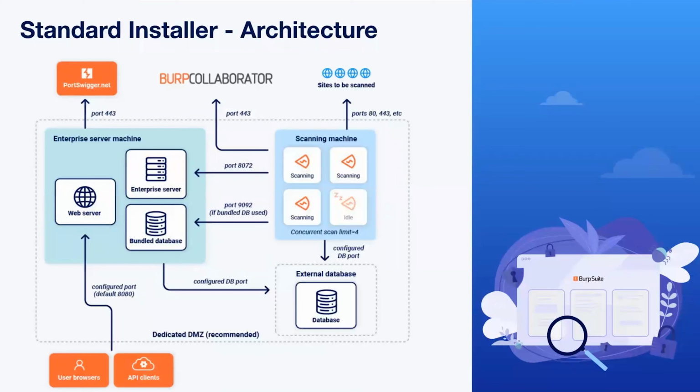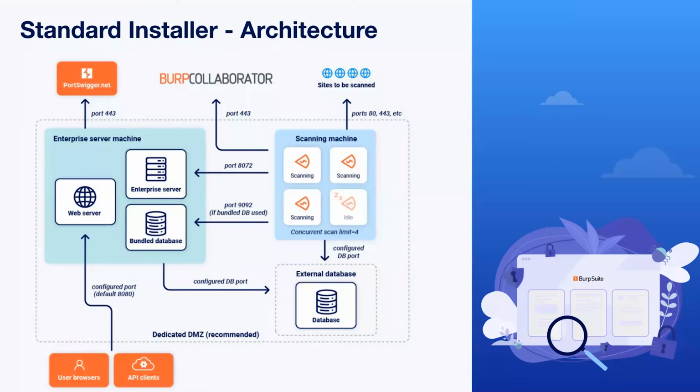So with the standard installer, the architecture looks like this. We'll have the web server and enterprise server live together on their own machine, again, physical or virtual. You can go for our bundled database, but again, that's only really typical for a trial or POC. When installing to production, you would typically use your own external database, of which we support a number of different SQL databases. And then we also have our scanning machine deployed separately. So it's got dedicated resource because this is the entity that's actually performing the scans. The scanning machine will talk to the enterprise server and the configured database.